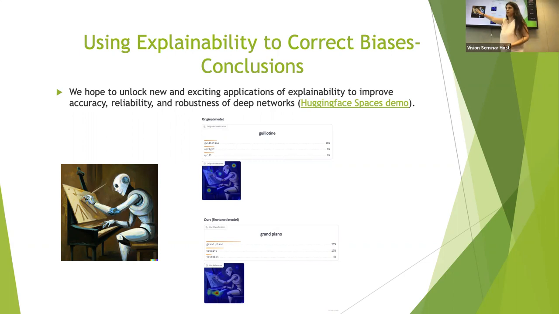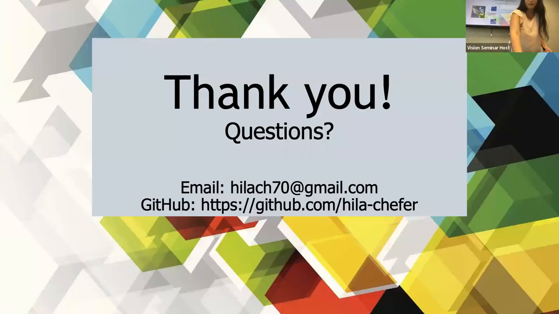But it does predict the grand piano, and it kind of makes sense because there is a piano in the image. So while the prediction, again, still does not make the most sense, at least it is based on some of the objects inside the image and not just something that you cannot make sense of due to spurious correlations.